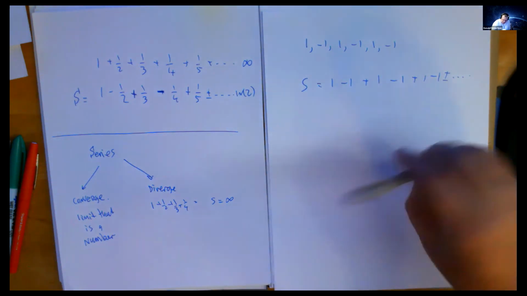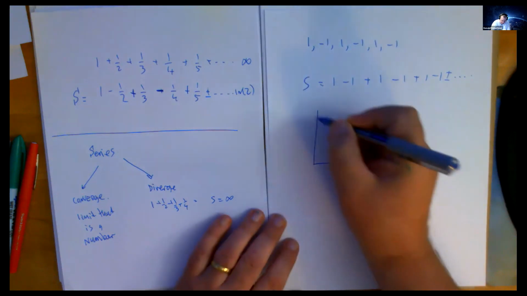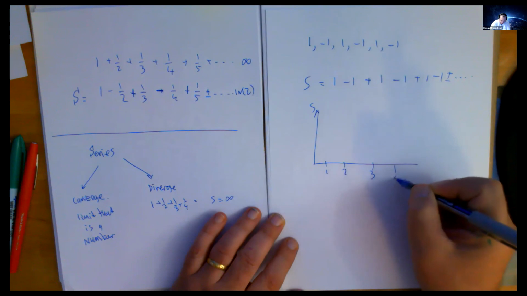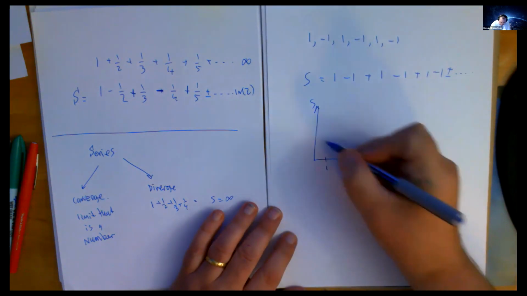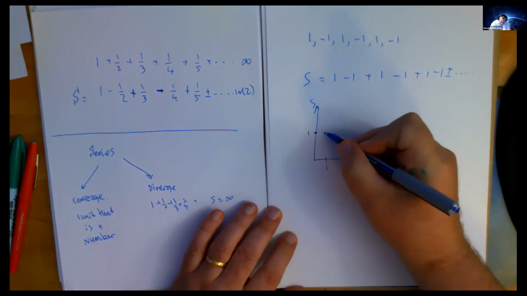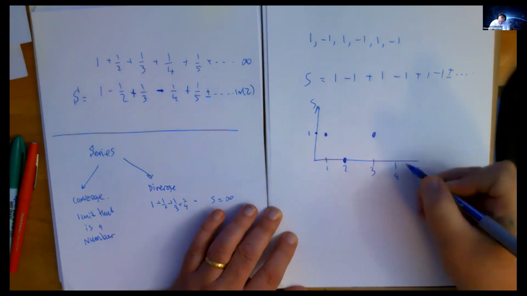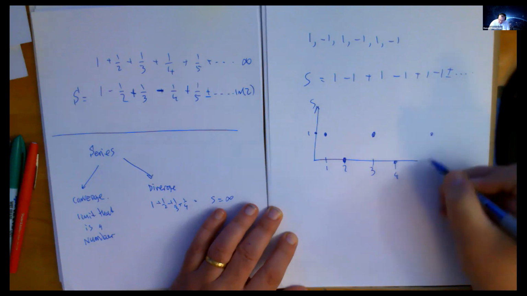So basically, if you plotted what S would look like with just the first 3, 4, 5 terms, what you'd find out is that it would be at 1, and then the total would be 0, and then the next time it would be 1, and then it was 0, and then it'd be 1, and then it would be 0.